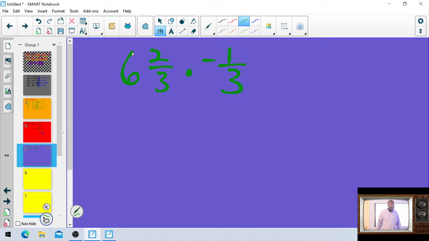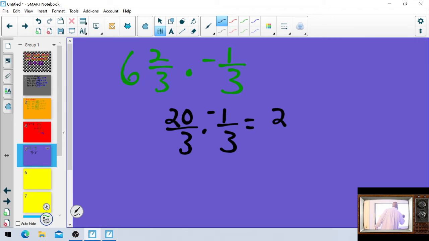When you got a positive times a negative, I would change that 6 2/3 to an improper fraction. That would be 20 over 3 times negative 1/3. It'd be easier, I think. And that would be negative 20 on top, and 3 times 3 is 9. You can keep it like that if you want to, or you can do negative 2 and 2 ninths.